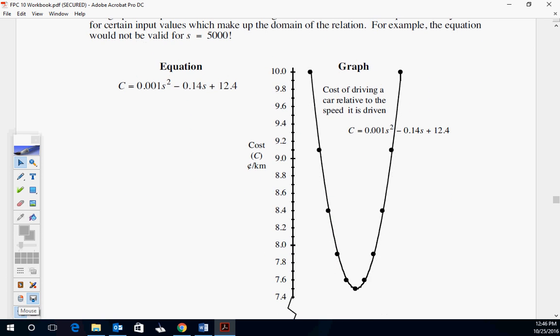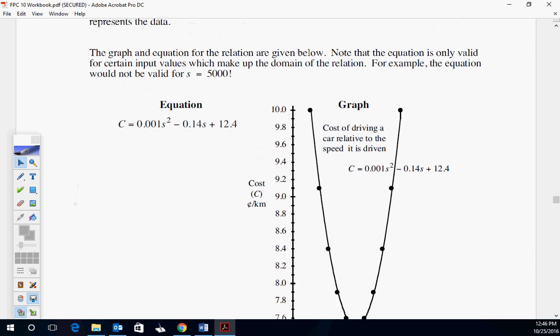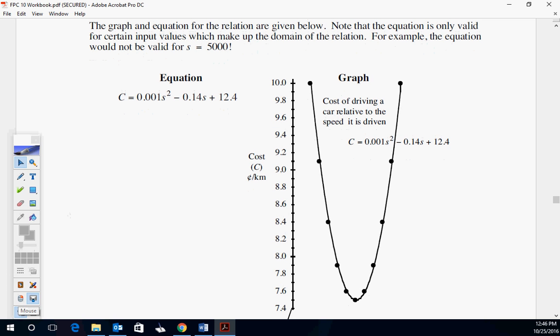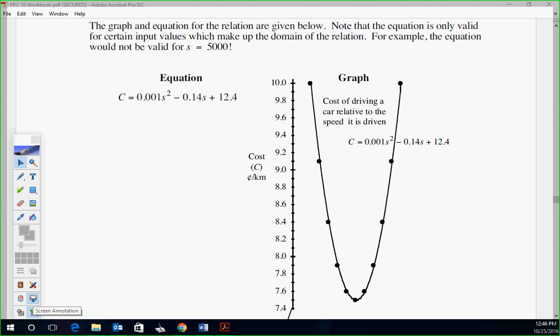So this is the actual equation for the car. So that's what's given to us. You're not going to have to find that. You will in Math 20. I'm not going to show you now.